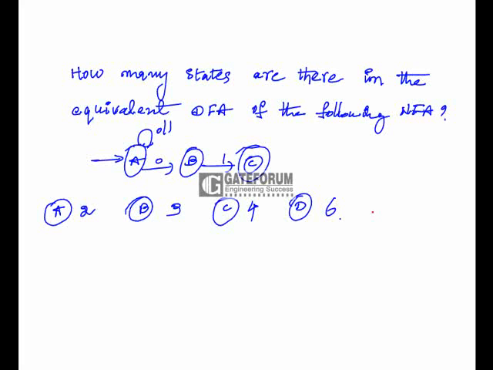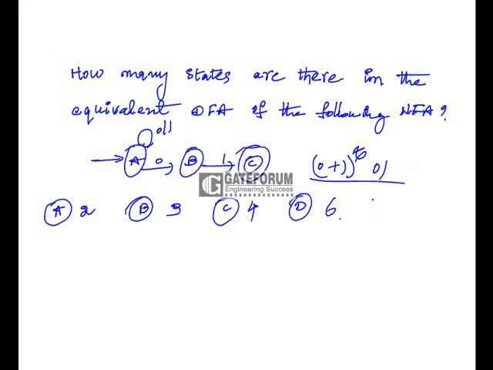Find the equivalent DFA of the following NFA. So A, B, C are the states, C is final, with transitions on 0 or 1. So this will accept (0+1)* 0 1, all combinations of zeros and ones ending with 01.